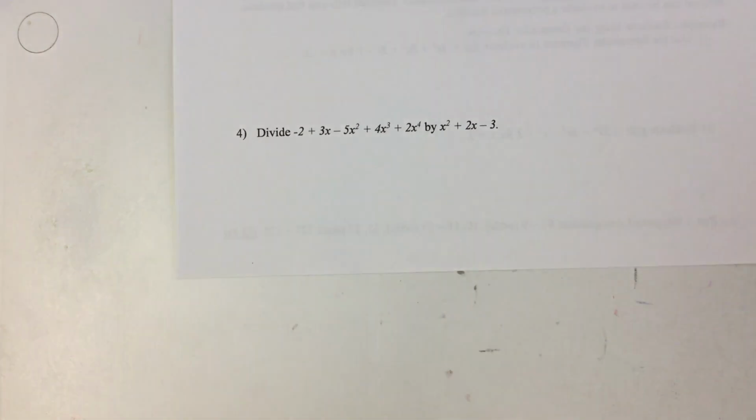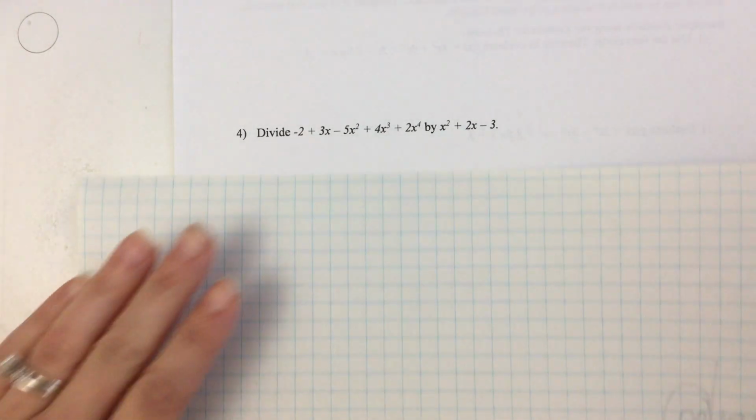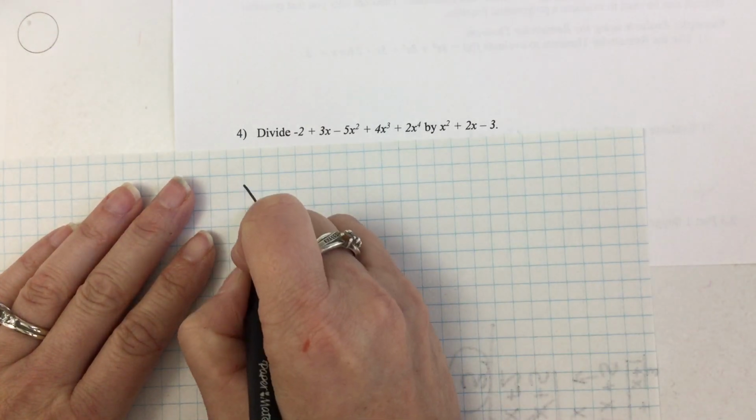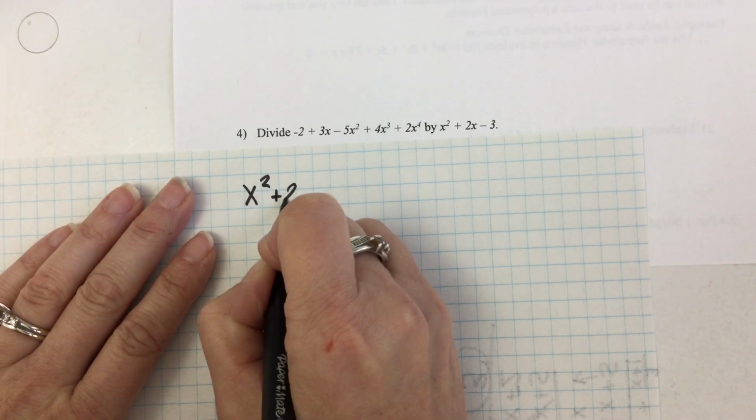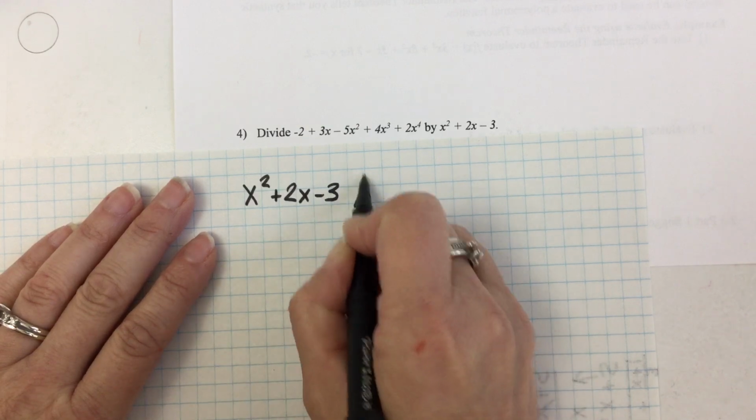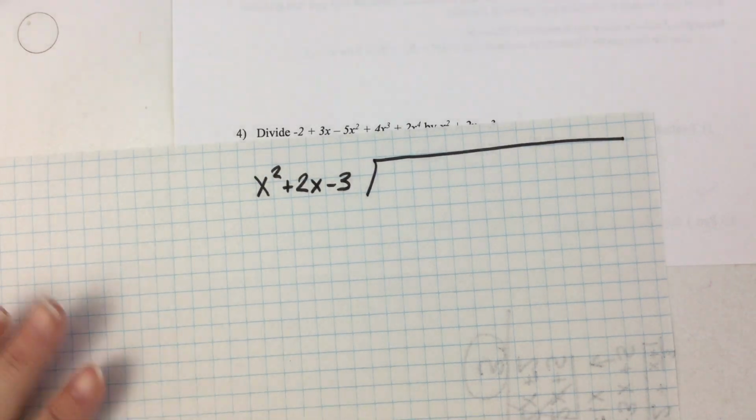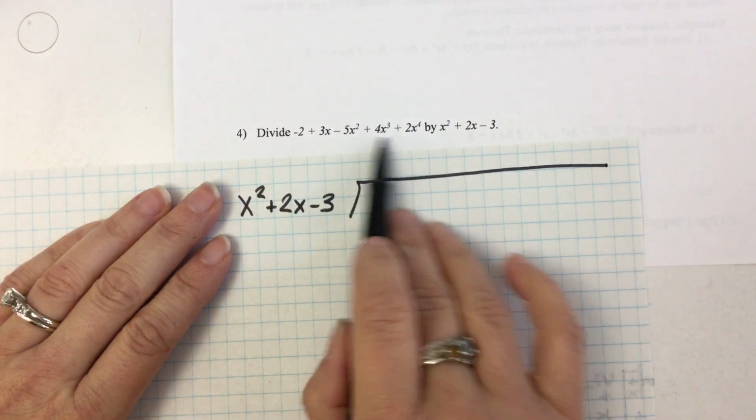One more example for long division. Okay, this time, check this out. What we're dividing by is x squared plus 2x minus 3. We have 3 terms on the outside, okay? We're doing the varsity style for long division. Now, this is a hot mess.